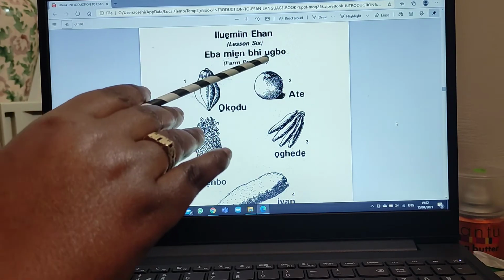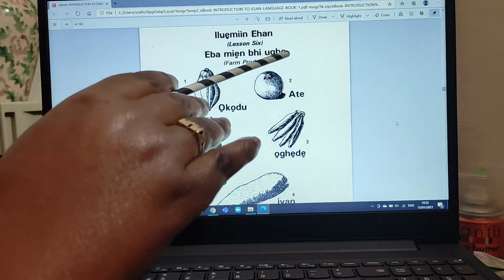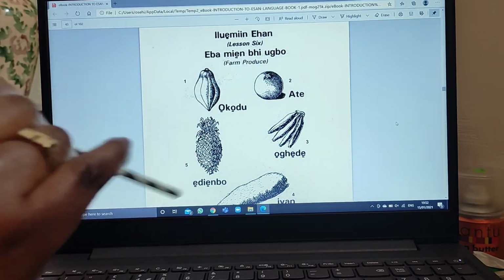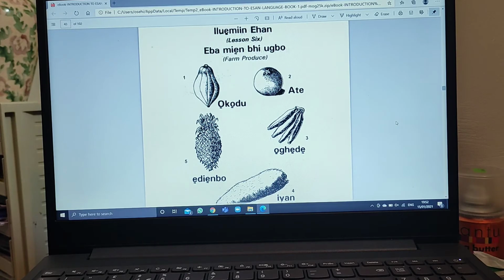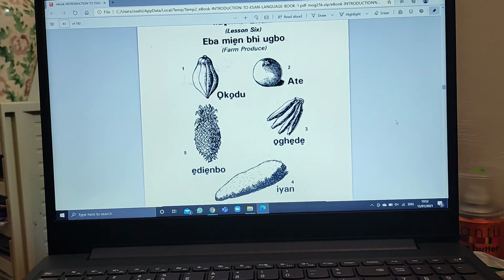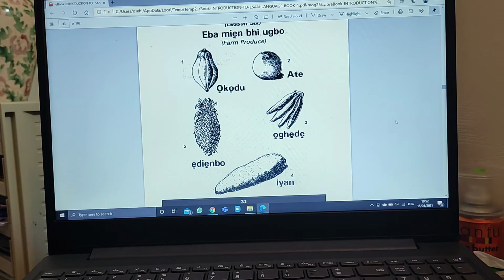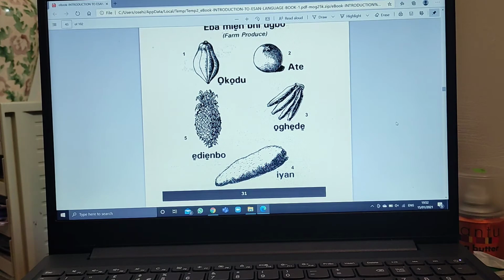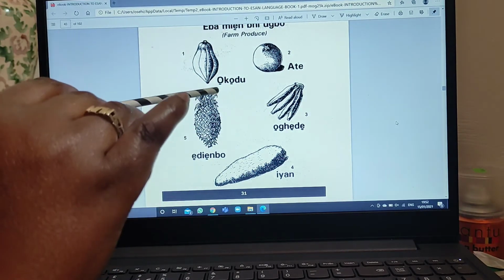So Ebamie Ugbo, so that's Ebamie Ugbo. Ebamie Ugbo is farm. Like I said before, when I did the previous video, when we did the things in the marketplace, it was just other general things that were being done, not the farm produce, which are usually sold in the market. So more things are sold in the market than the general things we discussed then. These are some of the things.